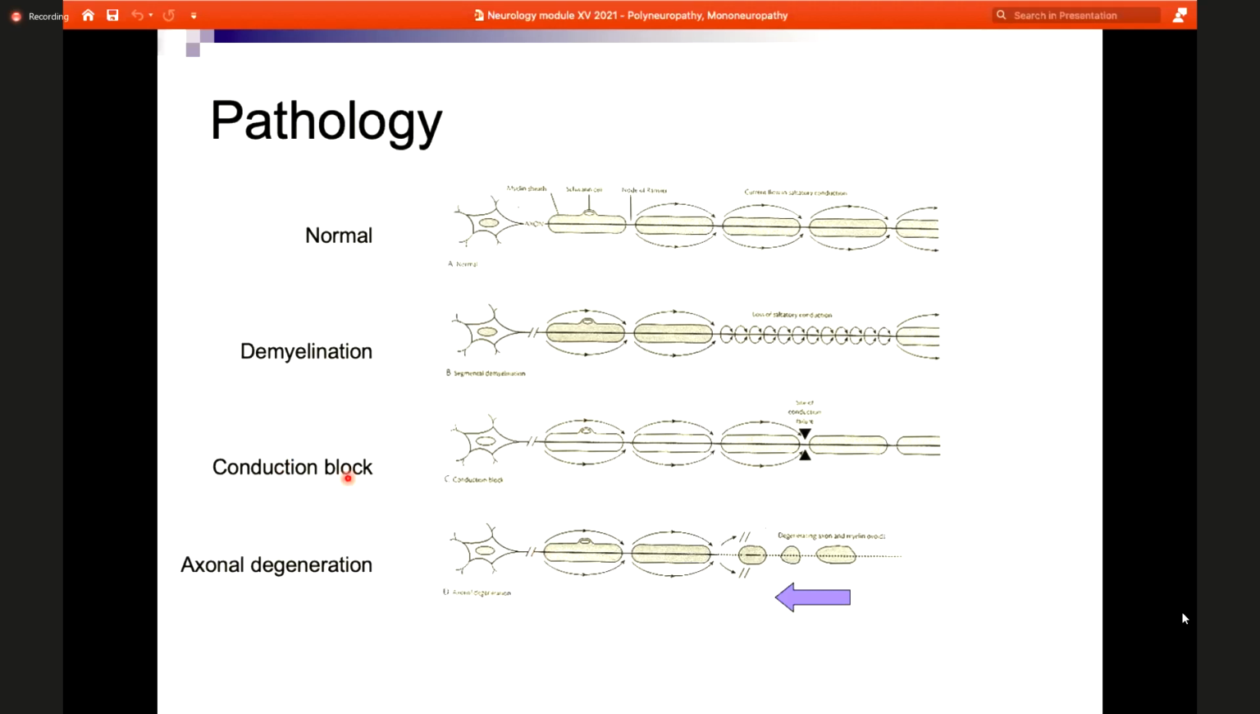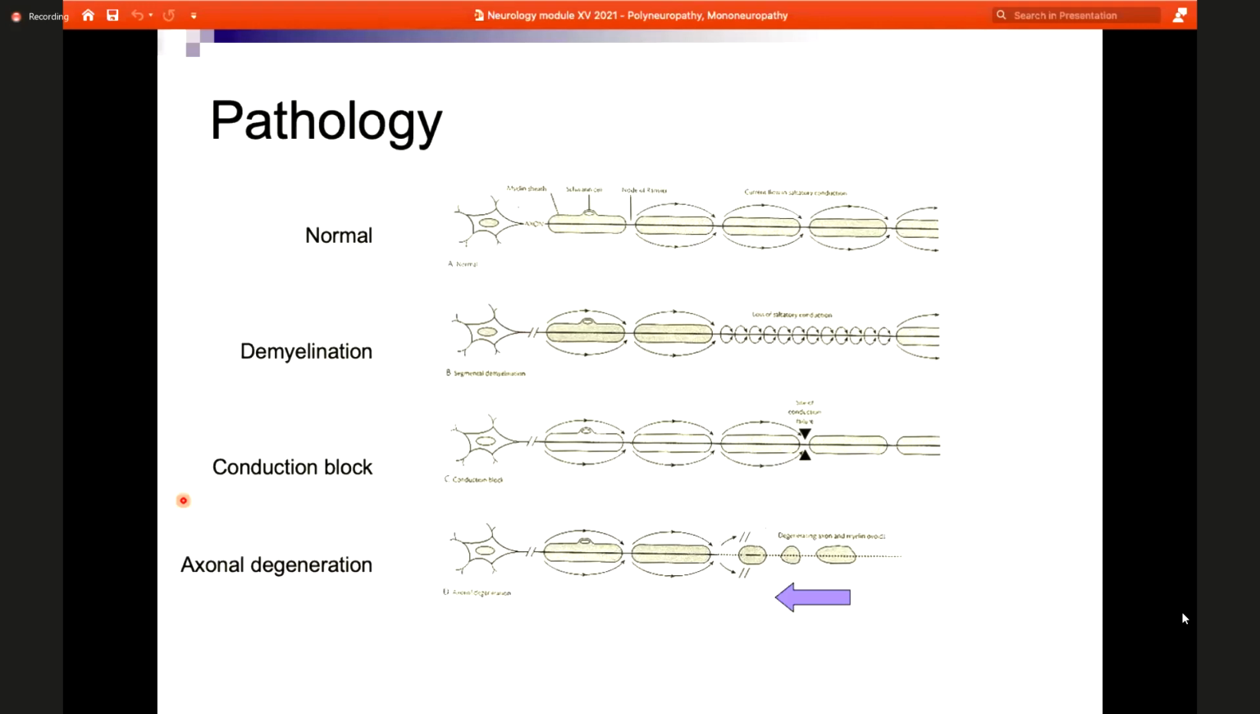Now, this is an example of conduction block neuropathy, which I told you don't have to remember. Here it happens at the node of Ranvier where the impulse gets blocked due to the problem that is happening at the node of Ranvier. So I won't go into detail of that one.